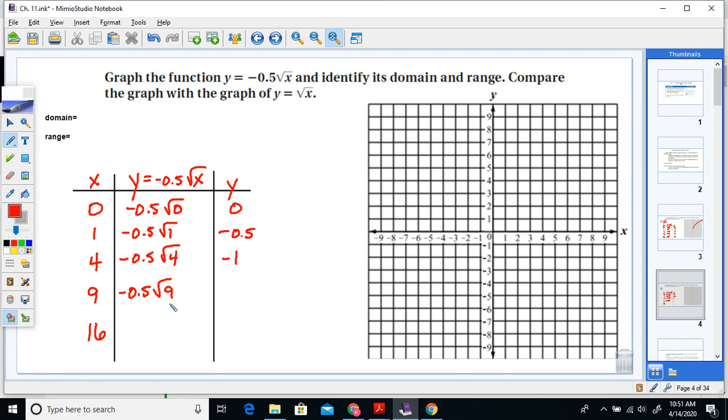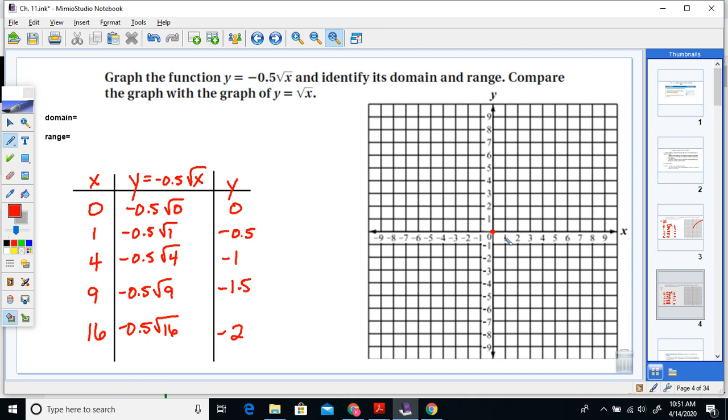Substitute square root of 9. Square root of 9 is 3 times negative 1/2, negative 1.5. Square root of 16 is 4. Negative 1/2 times 4 is negative 2. Plot them.